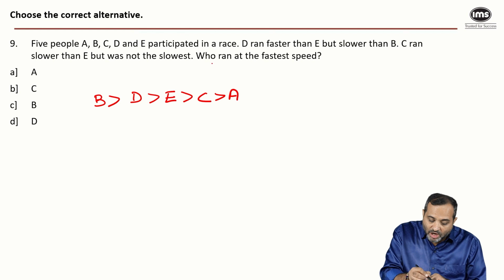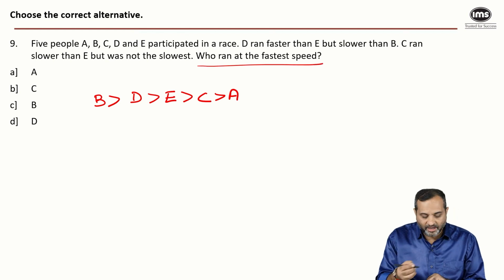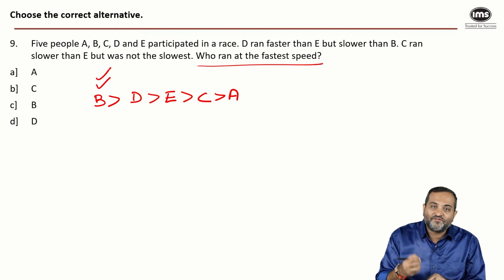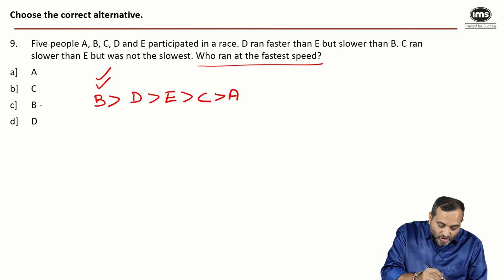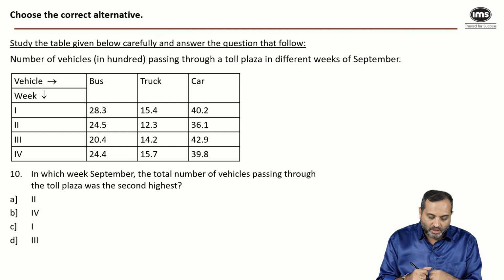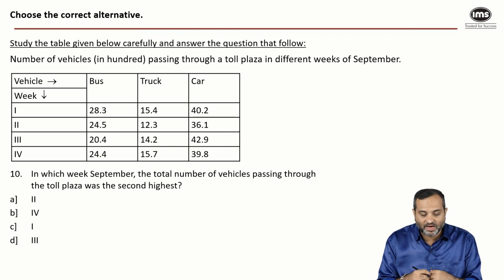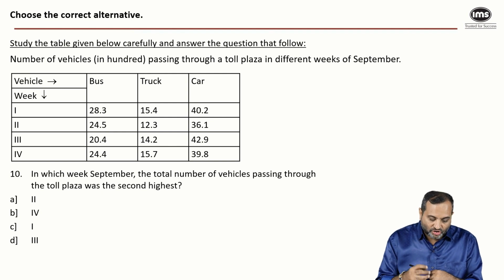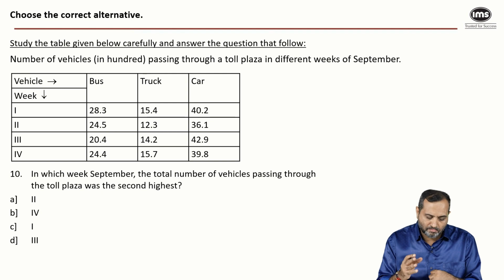Question now is asking me who ran as the fastest speed. Can I definitely say B ran at the fastest speed? Hence answer is option C. Let's look at the next question. Number of vehicles in hundreds passing through a toll plaza is given to us. So there's a bus, there's a data on truck, there's a data on car, and the data is given regarding 4 weeks. Again, I don't see good numbers here. You may enter into a calculation or may not.